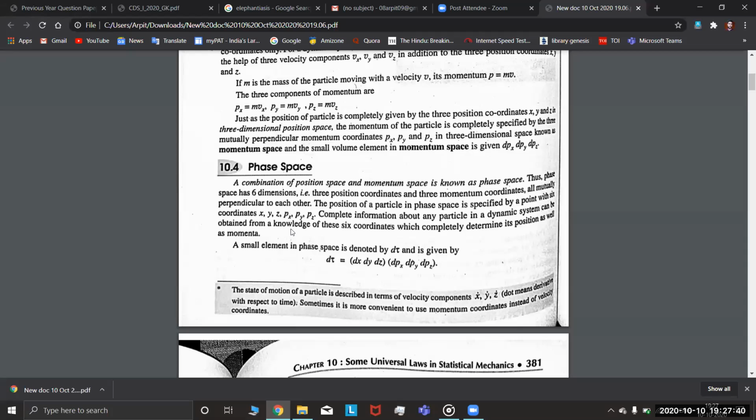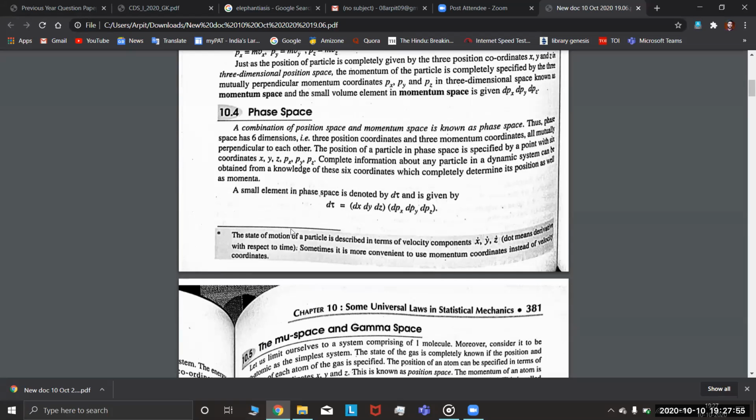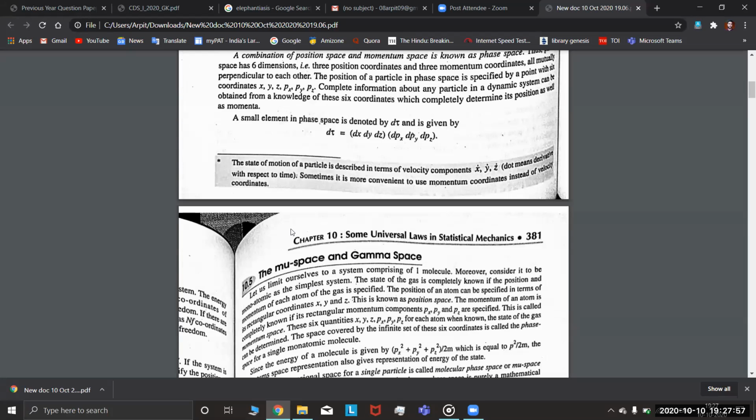Phase space is a combination of position space and momentum space. It is just the combination of these two spaces. The small element in phase space is denoted by d tau, and it's given by dx dy dz times dpx dpy dpz. That is phase space. Now mu space and gamma space are the two definitions of phase space.